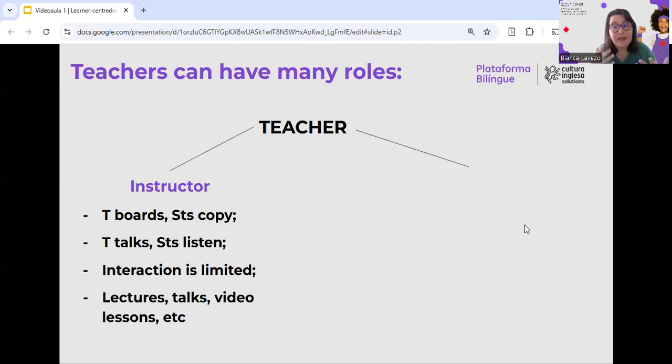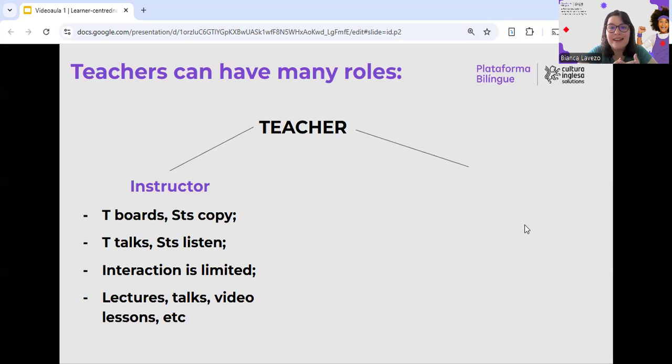This is a very common type of lesson, and it's very effective when you think of lectures, when you think of talks in conferences, for example, and also in video lessons, because there is limited interaction here. Then I am the instructor, so I talk and you have to listen, right? There isn't really much interaction.